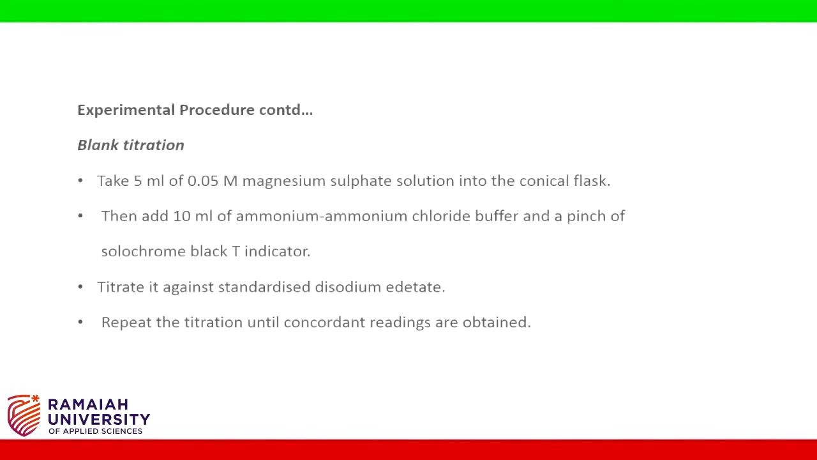Blank titration. Take 5 ml of 0.05 molar magnesium sulfate solution into a conical flask. Then add 10 ml of ammonium chloride buffer solution and a pinch of solochrome black T indicator. Titrate it against standardized disodium edetate. Repeat the titration until concordant readings are obtained.